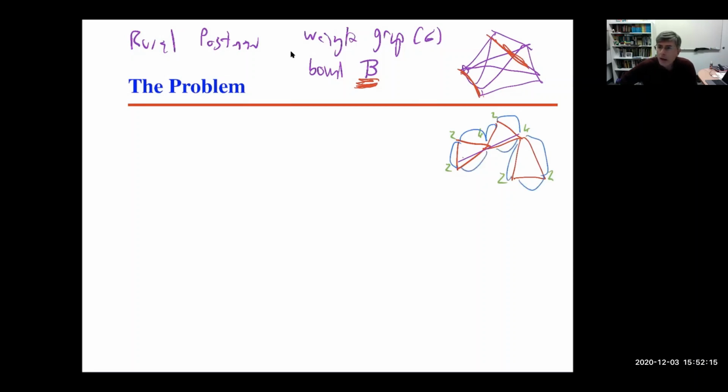Does everybody see that? So Rural Postman is a problem about a circuit, meaning I'm visiting the edges, not the vertices, okay? If I want to know the cheapest tour that visits all the edges in a graph, this is the Eulerian circuit problem. And this, it turns out, is easy. It's just telling whether every vertex has an even degree or not, right?